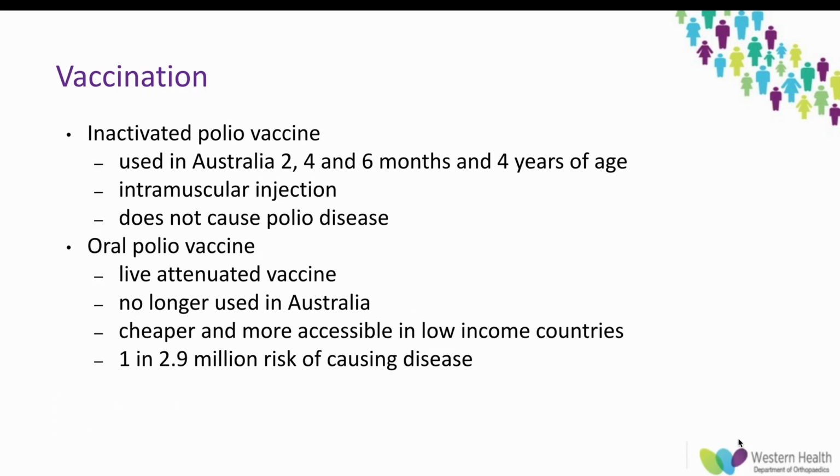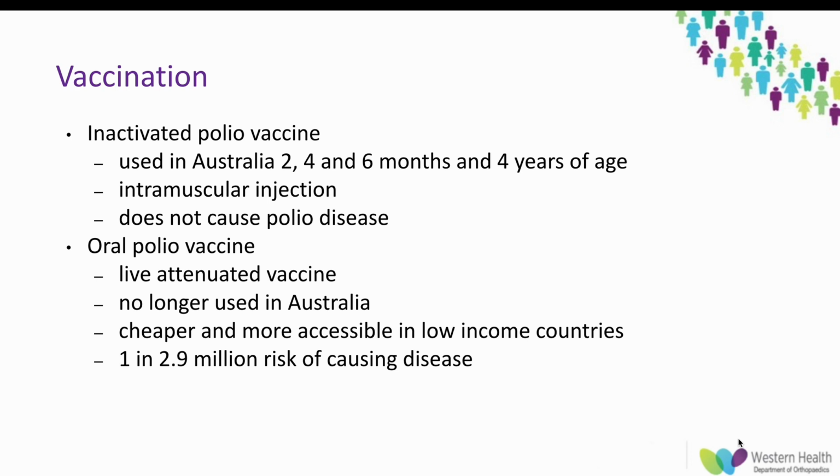So a little bit about the vaccines. There are 2 main types of vaccines. The first one is the inactivated polio vaccine. And this is the vaccine that's used in Australia and on the vaccine schedule. It's given at 2, 4 and 6 months of age, as well as 4 years of age. It's an intramuscular injection, and it does not have the ability to cause polio disease.